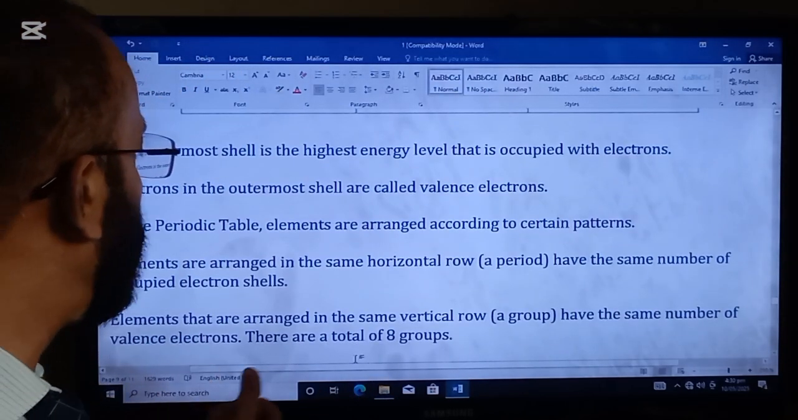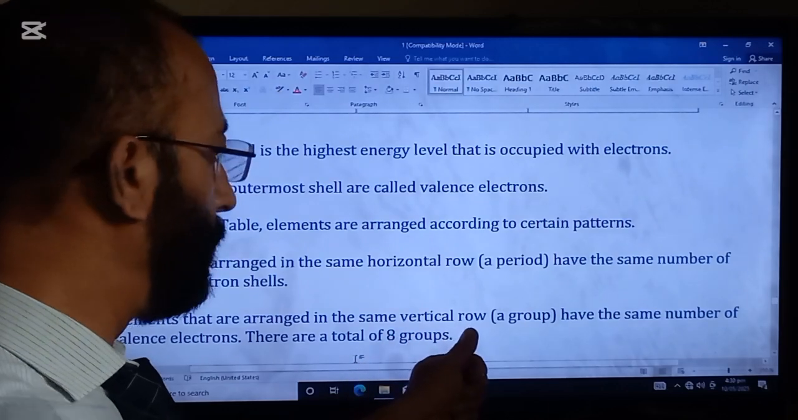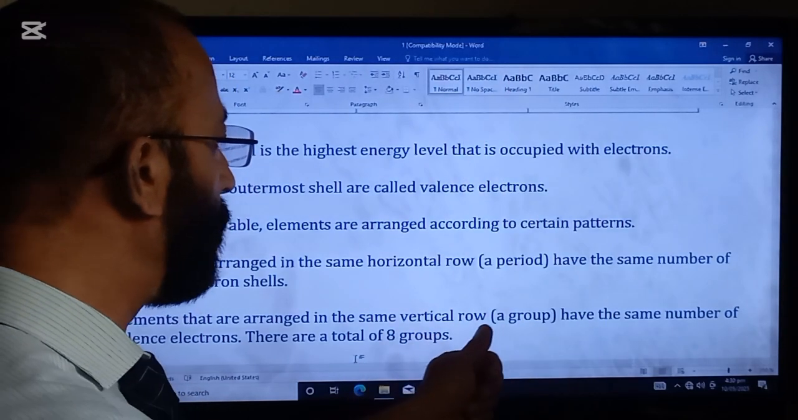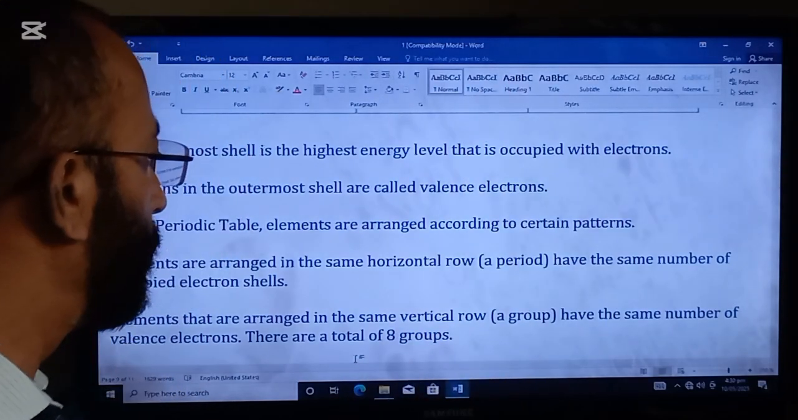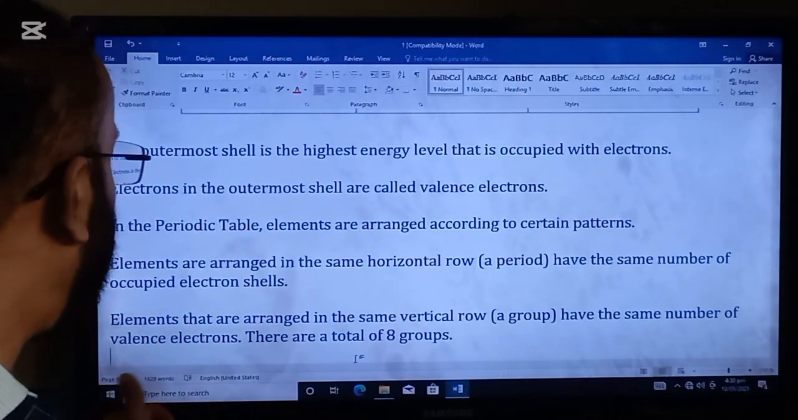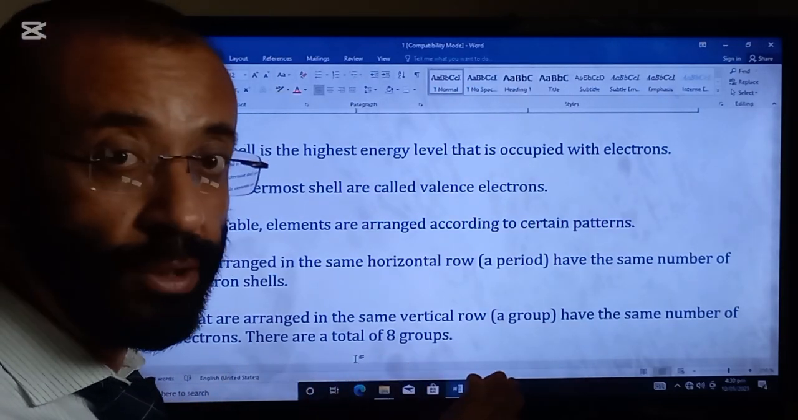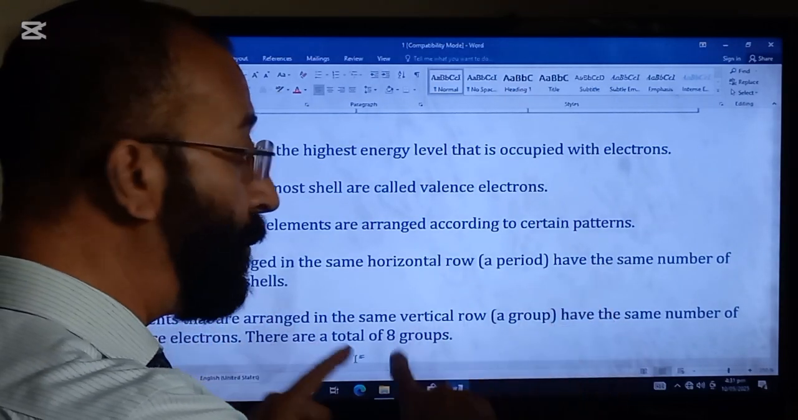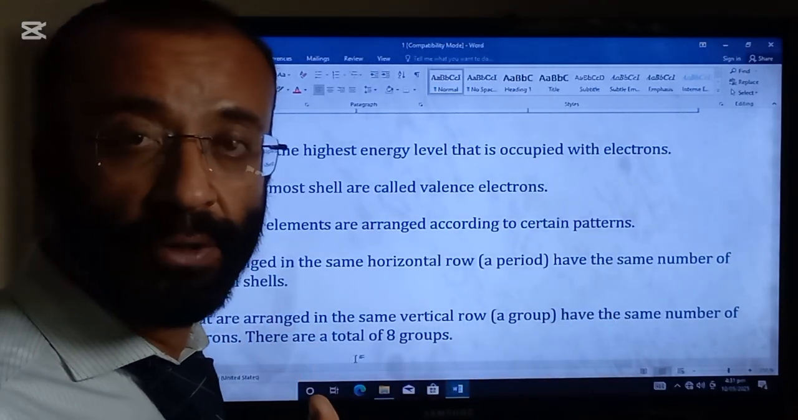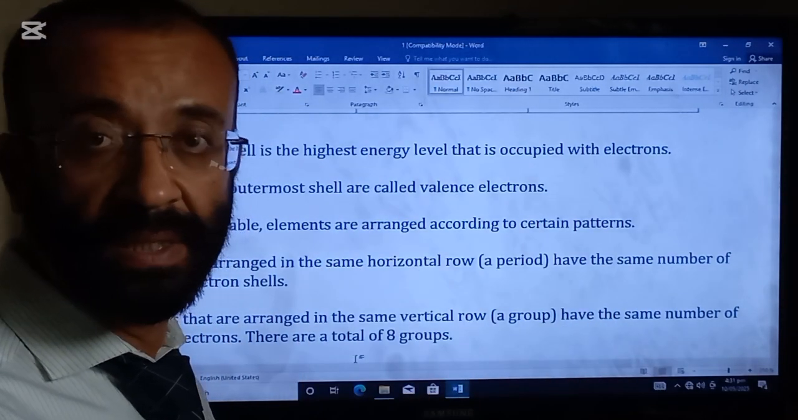Elements that are arranged in vertical rows, called a group, have the same number of valence electrons. There are a total of 8 groups. So every point is very vital for you as far as papers are concerned.